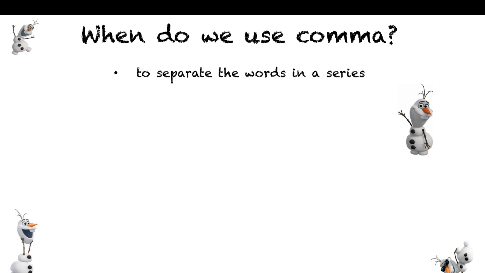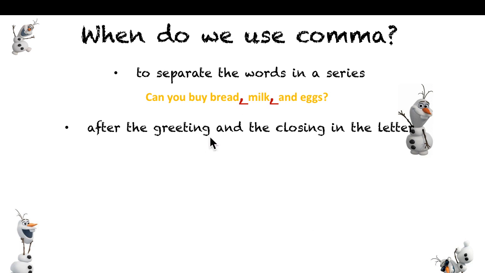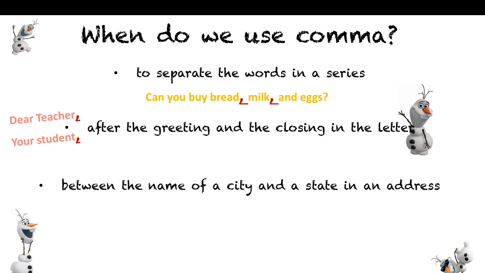So, when do we use the comma? To separate the words in a series, like here. Can you buy bread, milk, and eggs? We put the comma to separate the words in the series. The last comma is before the word and. We use commas after the greeting and in the closing of the letter. When you have the greeting, Dear teacher, you will put a comma. When you have the closing, Your student, then you write your name, you have to write the comma before your name. We use the comma between the name of the city and the state, like here.